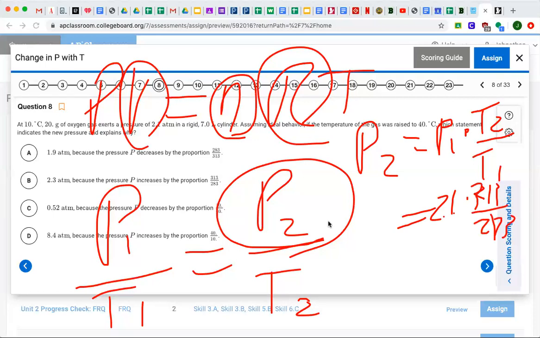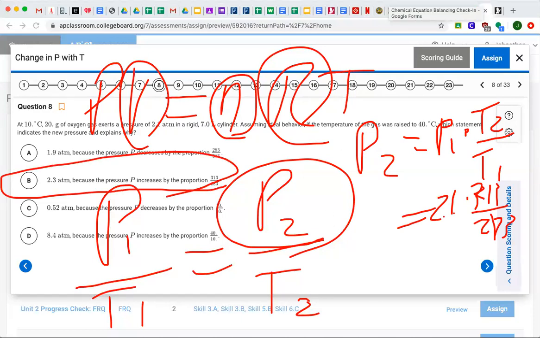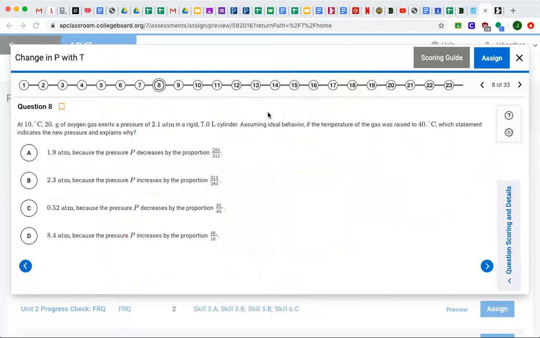So the only answer that makes sense is B. You don't even have to do that math, because C and A are too low, and D is just way too high. Is that the same thing you got, Symphony? Perfect. Okay, I'm going to go ahead and erase this, and then let's move to number 9.